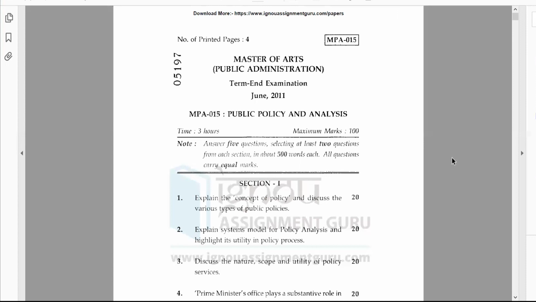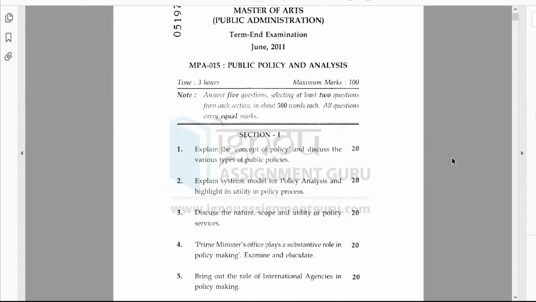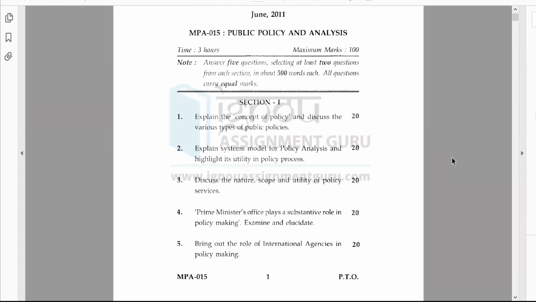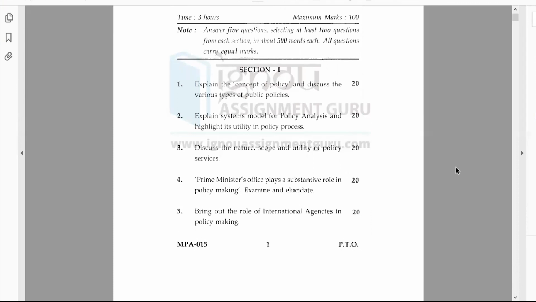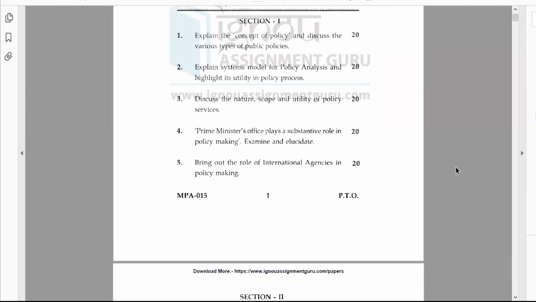Section 1. Explain the concept of policy and discuss the various types of public policies. Explain systems model for policy analysis and highlight its utility in policy processes. Discuss the nature, scope, and utility of policy sciences. Prime Minister's office plays a substantial role in policy making. Examine and elucidate. Bring out the role of international agencies in policy making.